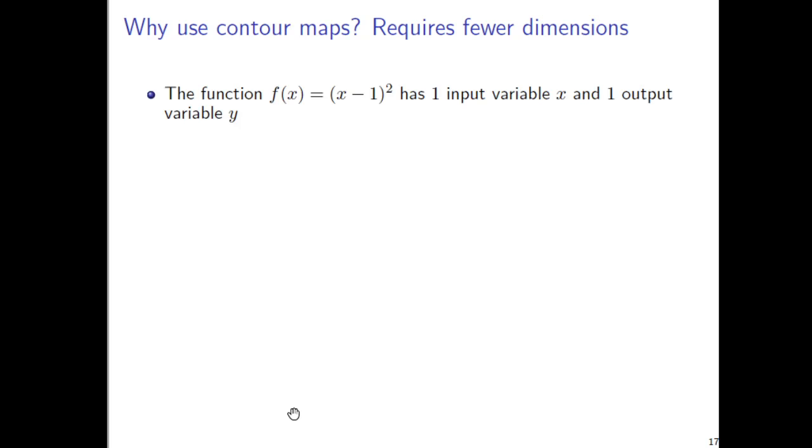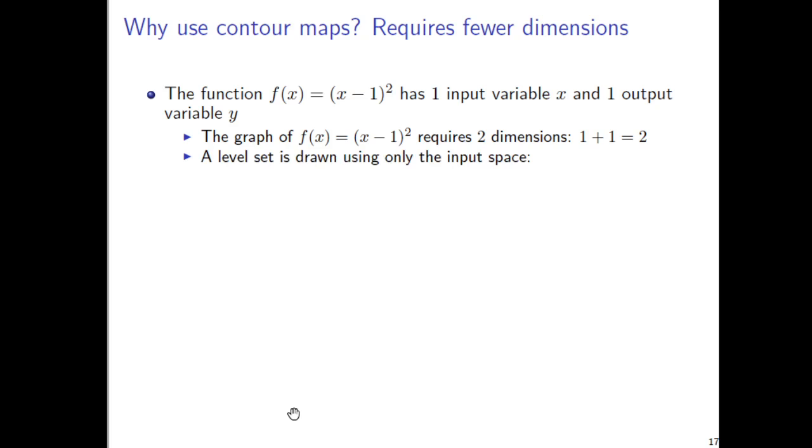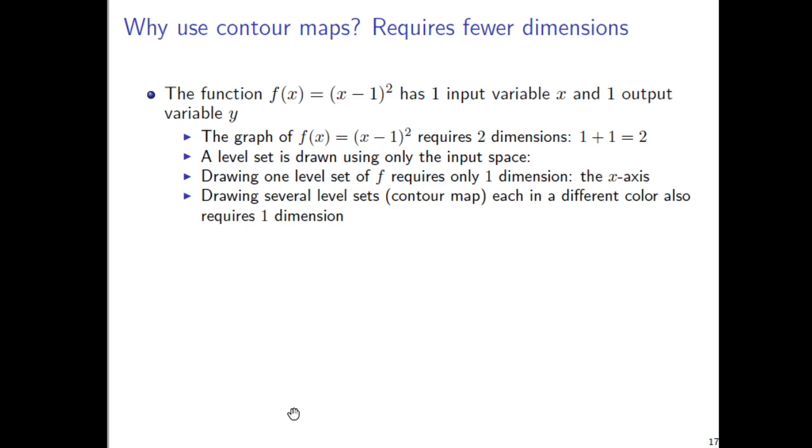It requires fewer dimensions. So think about it. Earlier we looked at a standard Calc 1 style function, 1 input, 1 output. And so, the graph requires 2 dimensions because 1 input plus 1 output meant 2-dimensional space. But the level set only used input space. And since the input was 1-dimensional, there was just x, we just needed the x-axis. 1-dimensional level sets, 1-dimensional contour map. On one x-axis, you can draw several different level sets if you just draw those level sets in different colors.